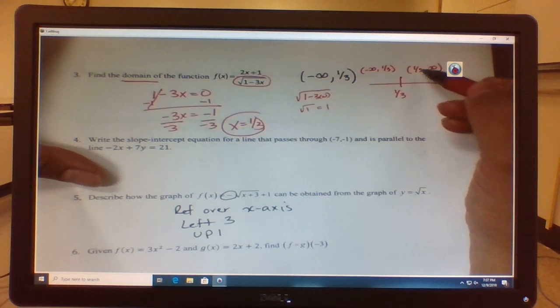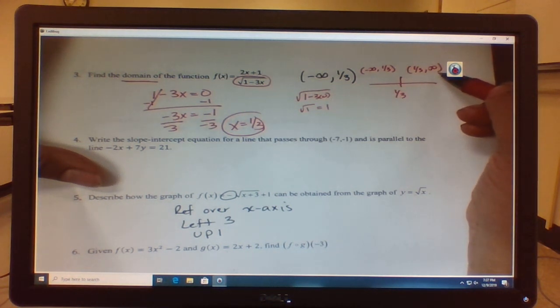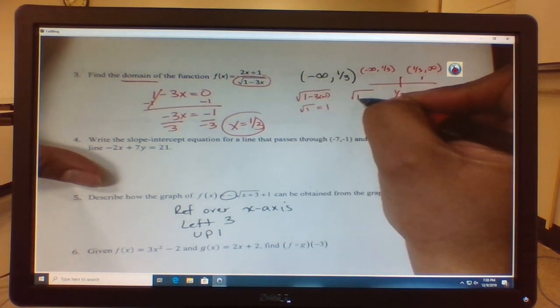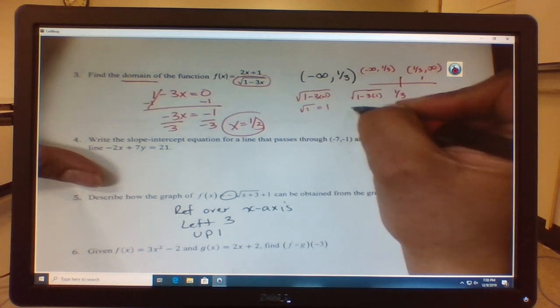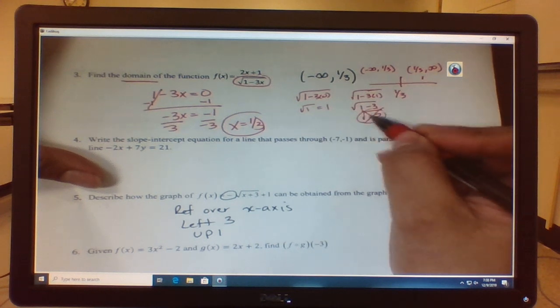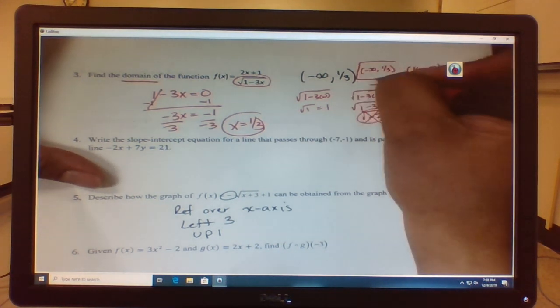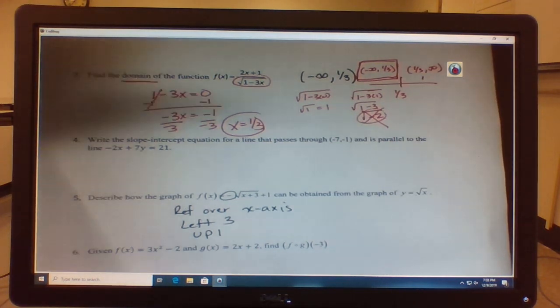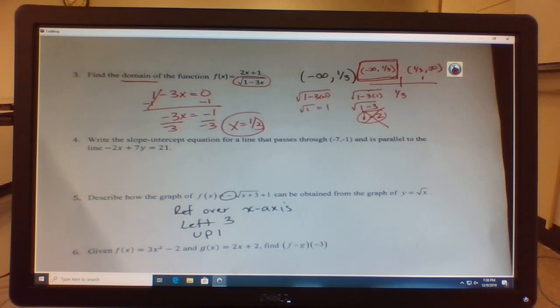If I pick a number between 1/3 and infinity, I could pick a 1. If I do 1 minus 3 times 1, that is 1 minus 3, and that's the square root of negative 2. Is this allowed? No. So this is why my only possible answer is this one here. Does that make sense? So remember, the denominator cannot be 0, but also because it's inside of the square root, it cannot be negative. Are we good? Okay, I'll find out. I didn't know if you had it right. No.